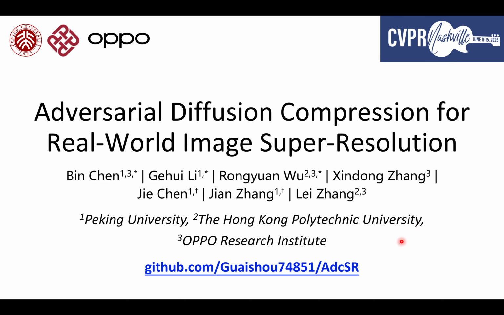Today I will talk about our work titled Adversarial Diffusion Compression for Real-World Image Super Resolution, abbreviated as AdcSR. This is a collaboration with my colleagues from Peking University, the Hong Kong Polytechnic University, and OPPO. All the code and pre-trained models we used in this project are publicly available, and the GitHub link is shown on the slide.